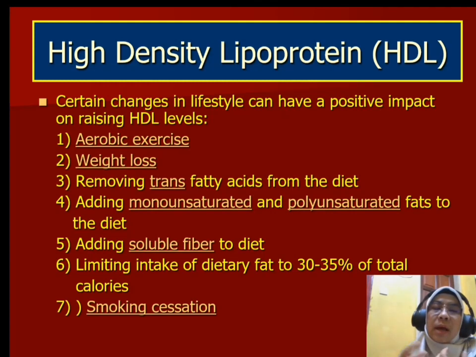We can do this through weight loss, removing trans fatty acids from the diet, adding monounsaturated and polyunsaturated fat to the diet, adding soluble fiber to the diet, and limiting intake of dietary fat to 30 to 35% of total calories. And of course, you have to stop smoking.